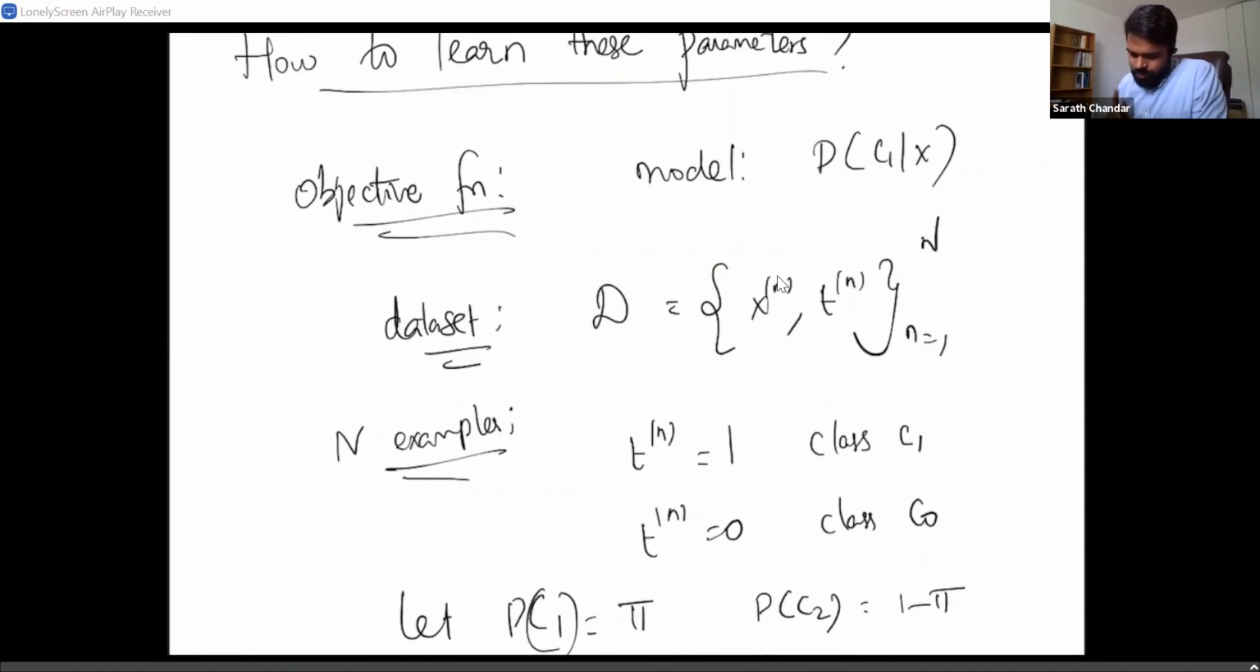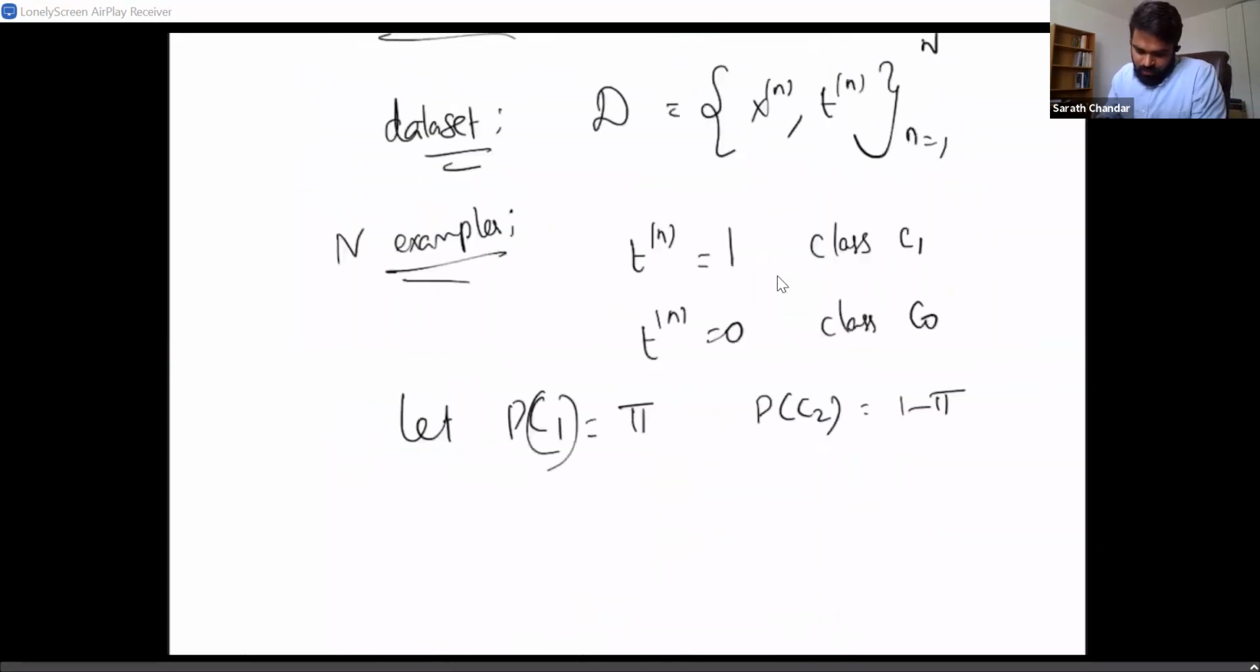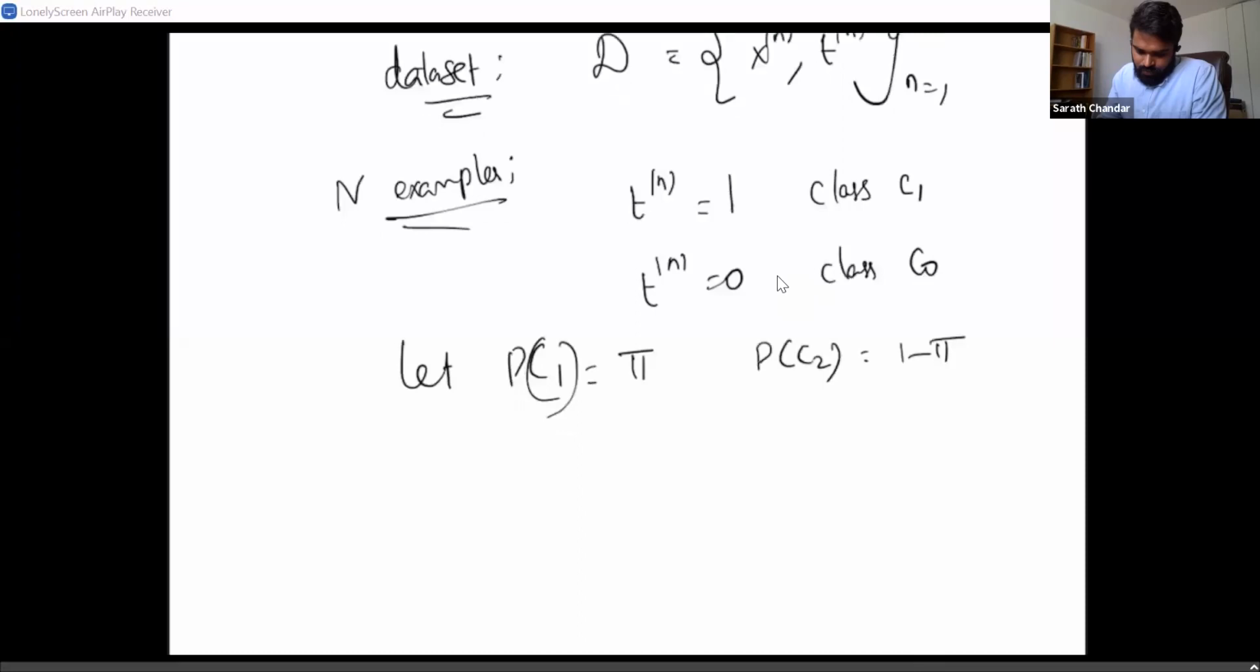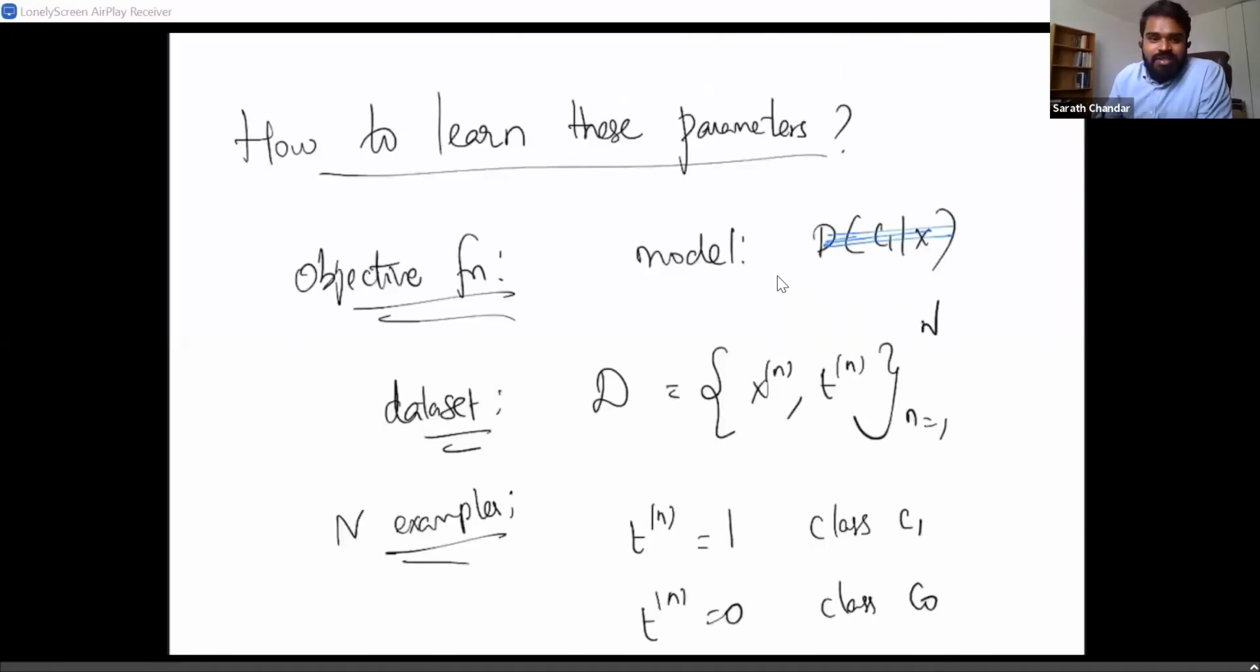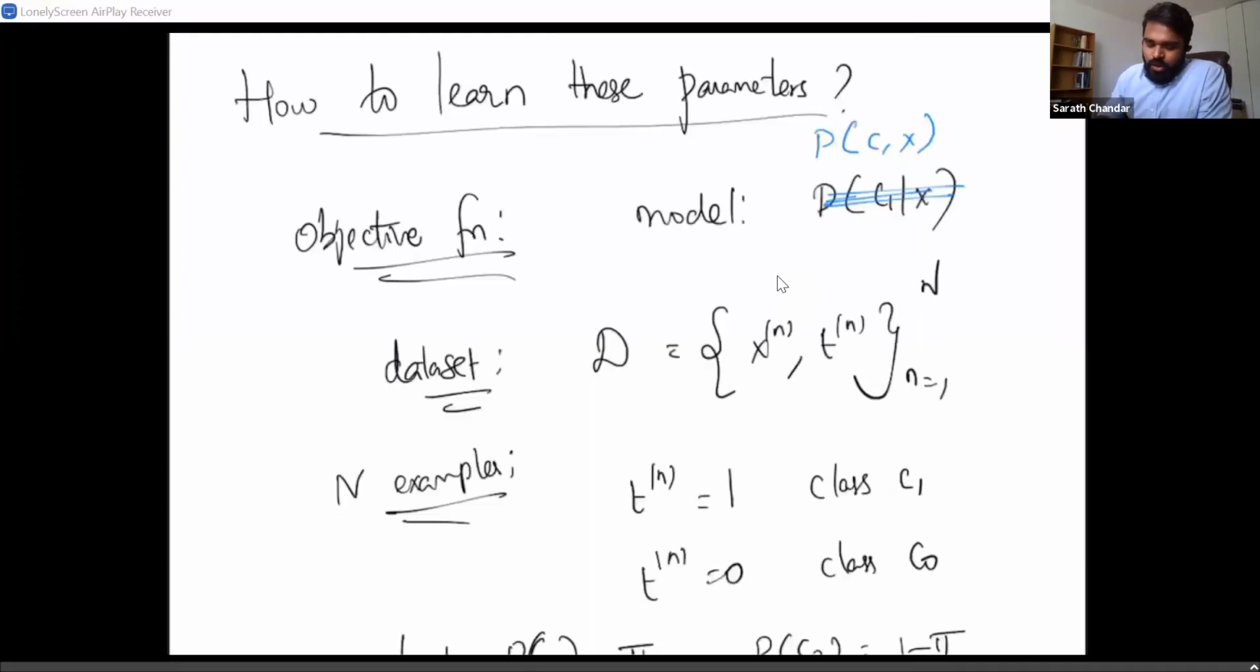So there is one small mistake from last week. The objective function that we want to maximize has to be, since this is a full generative model, the probability of C comma X. So the joint probability of the data and the target. Okay, so how do we do that?